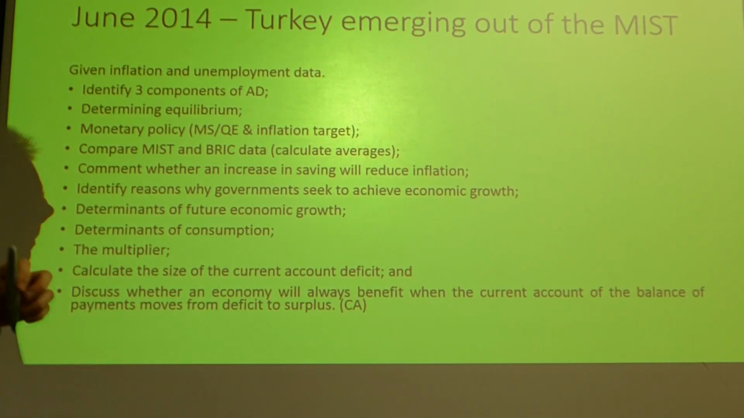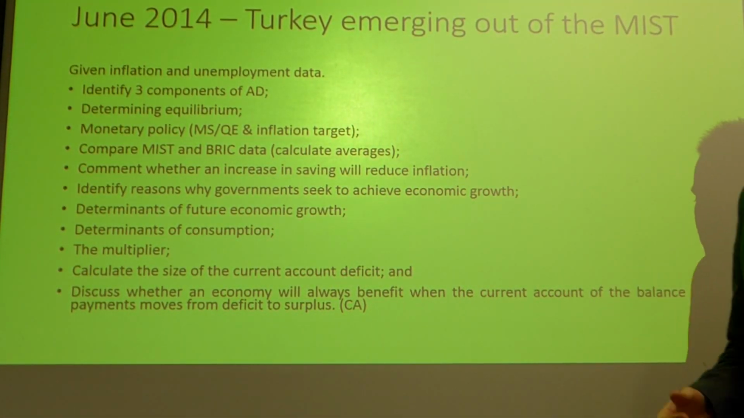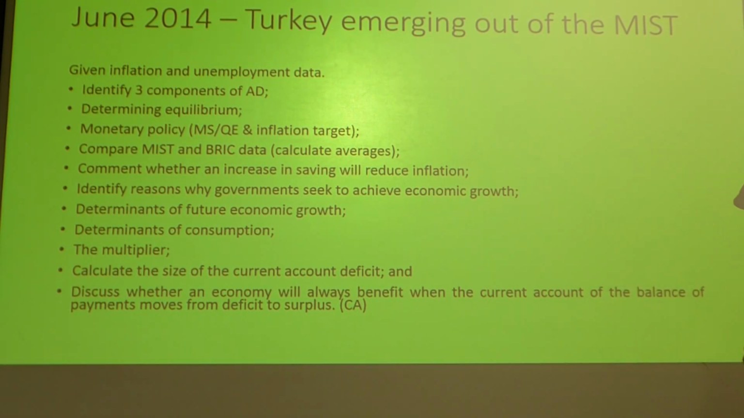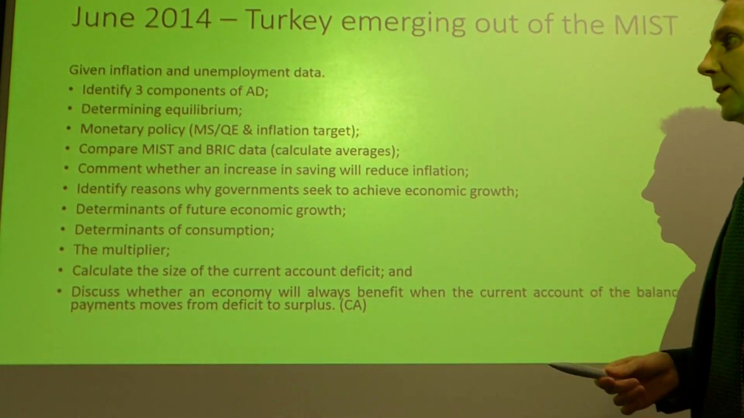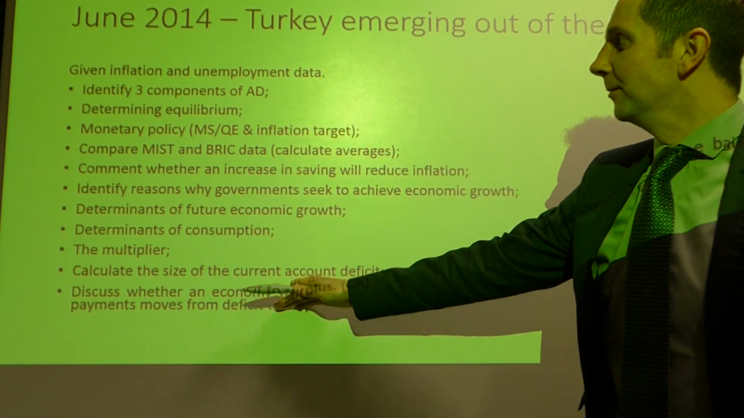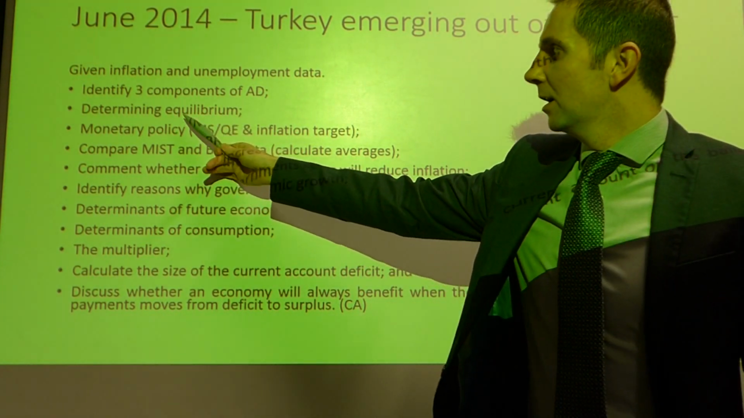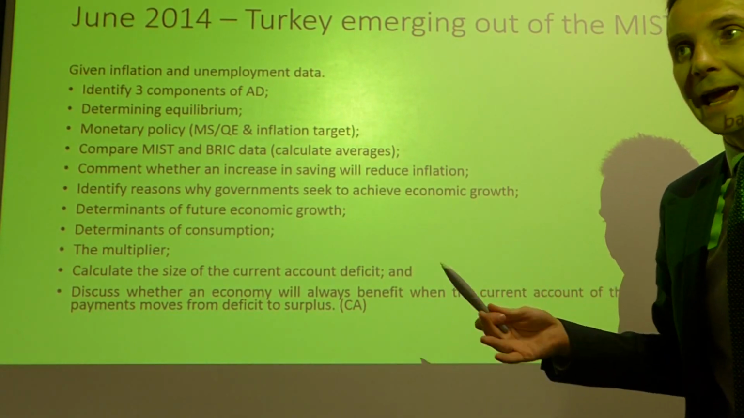June 2014, case study, Turkey emerging out of the mist. So this is about the MIST economies and the MINT economies: Mexico, Indonesia, Nigeria, and in this instance Turkey. So you're given some inflation and unemployment data in this particular case study, and you're asked to do the following. 3 components of AD. Come on, how easy. How do you determine equilibrium in a macro environment, simply where AS equals AD?